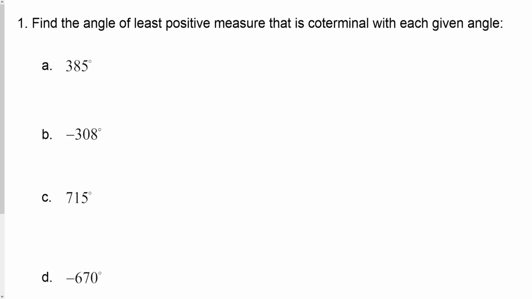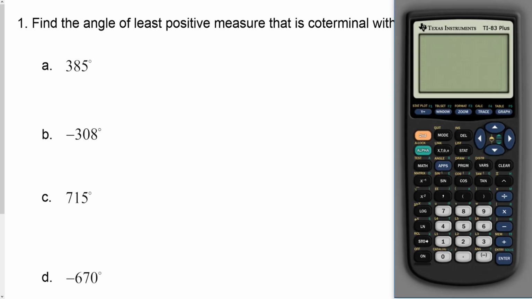So for 385, you're welcome to use your calculator on this part of the test. To get a coterminal angle with 385, that's larger than 360, so just subtract 360. And you get 25 degrees. So this becomes 385 minus 360 gives us 25 degrees. That's the smallest positive measure that's coterminal with that angle.